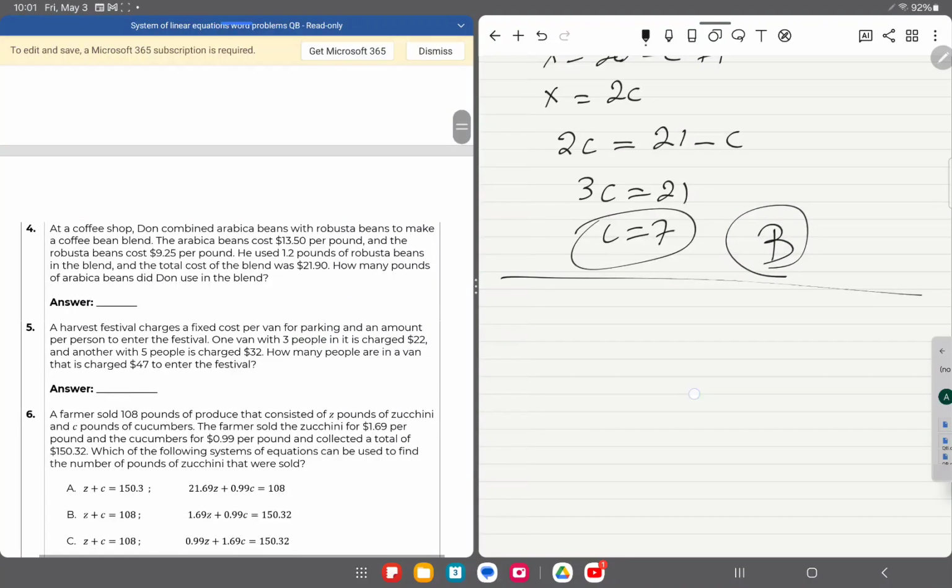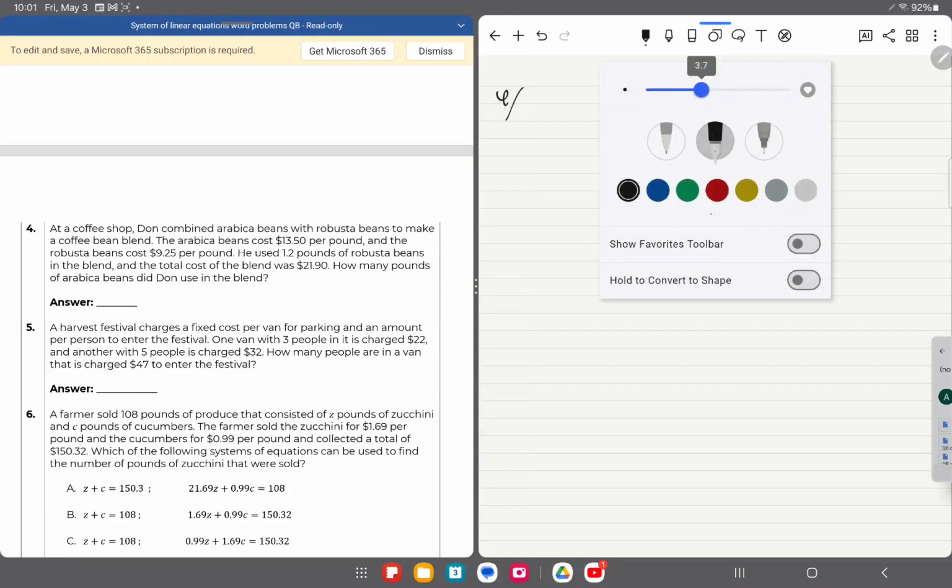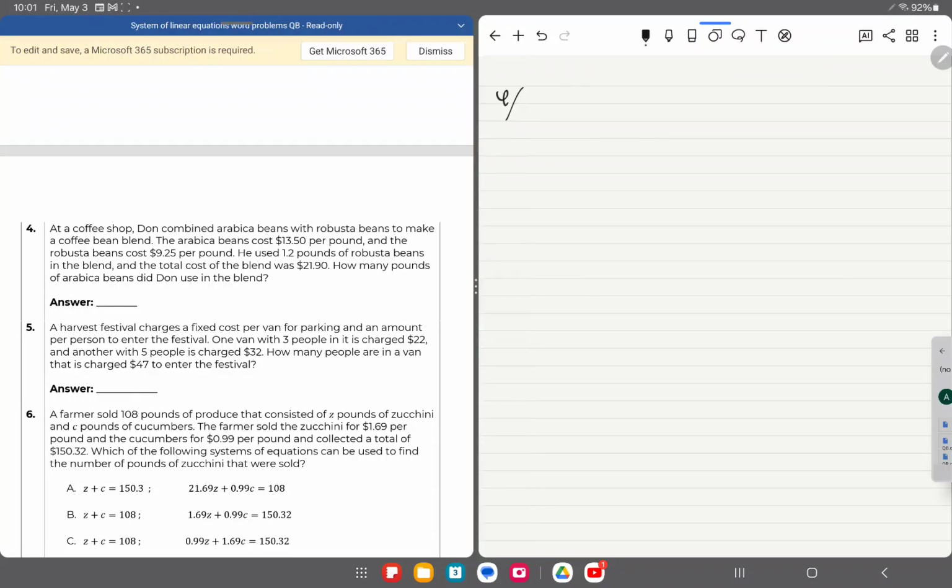Now, let us go to number 4. At a coffee shop, Don combined Arabica beans with Robusta beans to make a coffee bean blend. Let me make this one thicker because while recording it's been glitching. The Arabica beans cost $13.5 per pound.